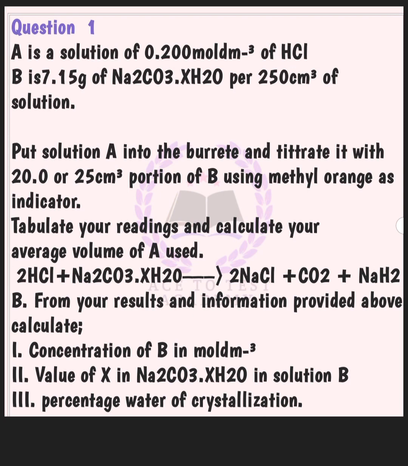So the question says A is a solution of 0.2 mol per dm cube of HCl, while B is 0.5 gram of Na2CO3.xH2O per 250 cm cube of solution. Put it into the burette and titrate it. You can read the question here. You have to tabulate the table, and from the result you have to calculate the concentration of B in mol per dm cube, and you have to find the X, and the third one, percentage of water of crystallization, is possible to come up because of the xH2O in the B.